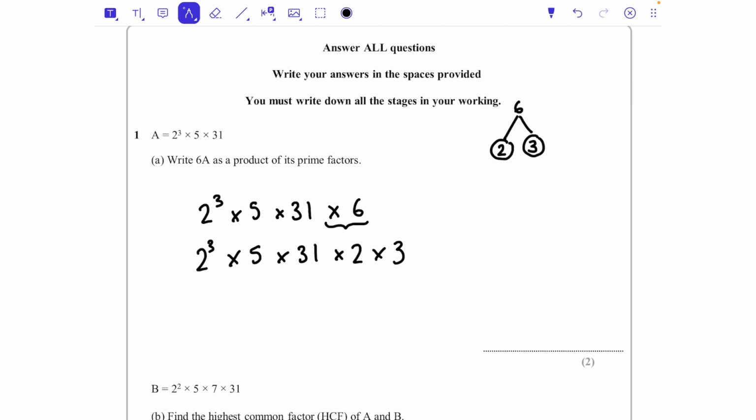So we wouldn't leave it like that. Let's collect up now, because this 2 can go with this one. So it's going to be 2 to the power of 4 times 3 times 5 times 31.